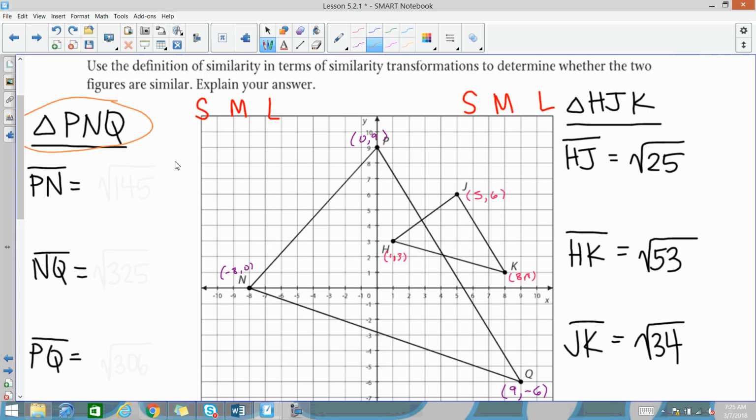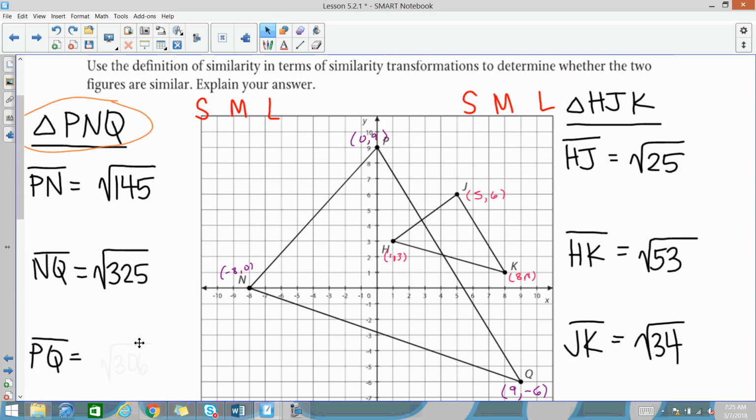Okay, here we go. Side PN should have gotten you the square root of 145. Side NQ should have gotten you the square root of 325. And side PQ is the square root of 306. So we have our 3 sides for triangle PNQ, and we have our 3 sides for triangle HJK, which I've already found for you. Now what we want to do is look at each triangle individually and determine which side is the small, which is the medium, and which is the large. So small is going to be the square root of 145, your medium is going to be the square root of 306, and your largest side is going to be the square root of 325.